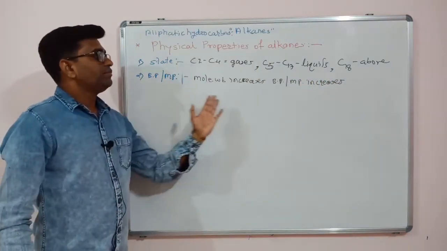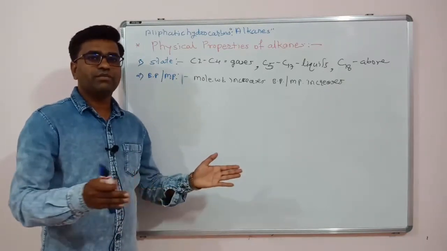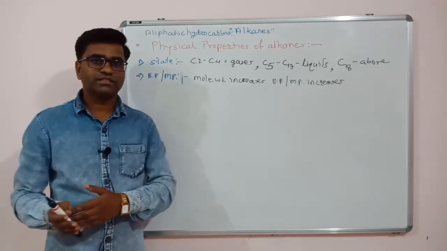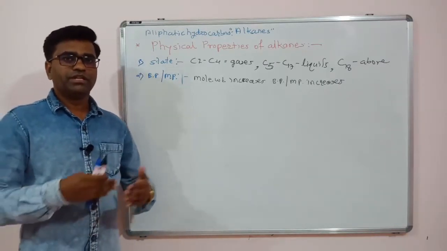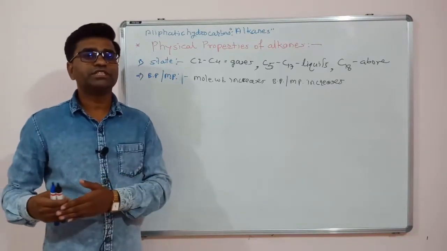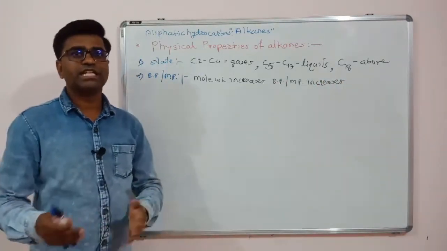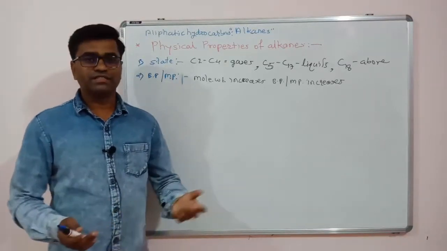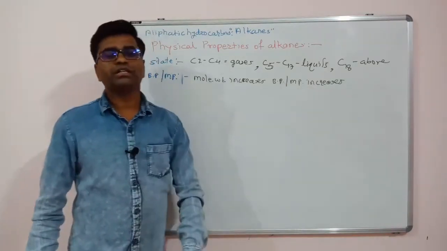Friends, as the molecular weight increases, it means the number of carbons increases. So what will happen? The size of the alkane molecule will increase. As the size increases, the van der Waals forces, which depend upon the surface of the molecule, will increase. As the attractive forces increase, their physical constants also increase. So the energy required to separate these molecules will increase. So as molecular weight increases, boiling point and melting point increase.